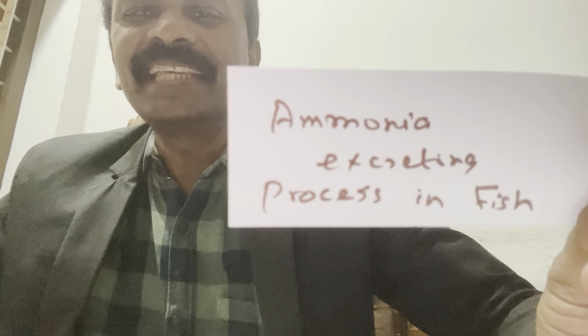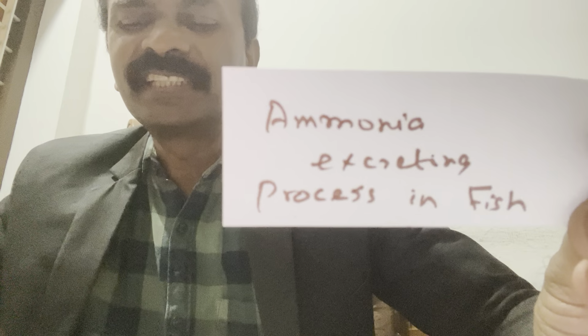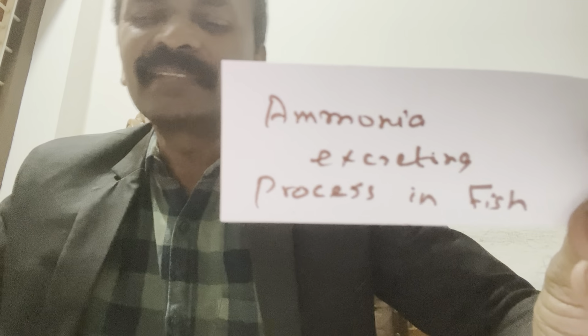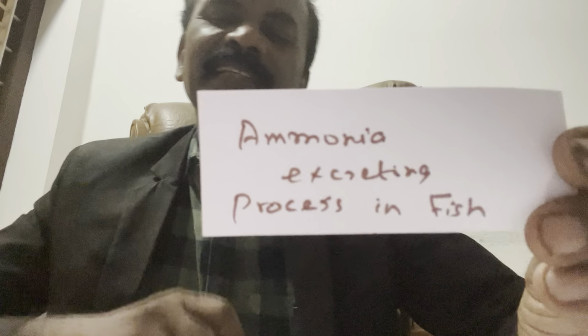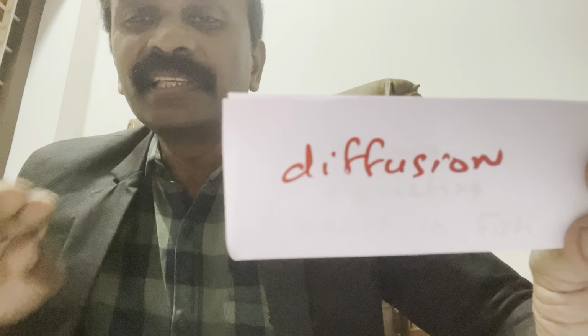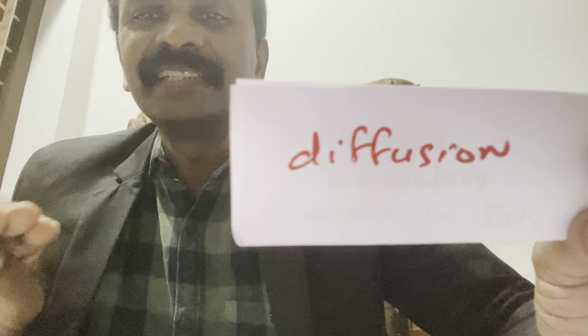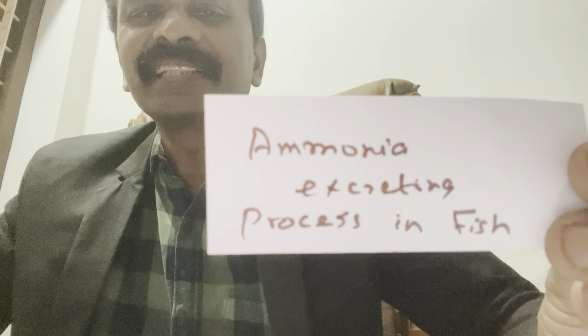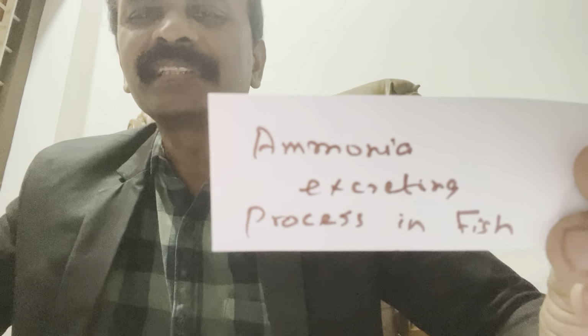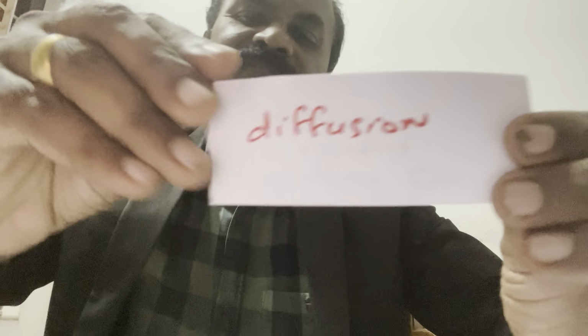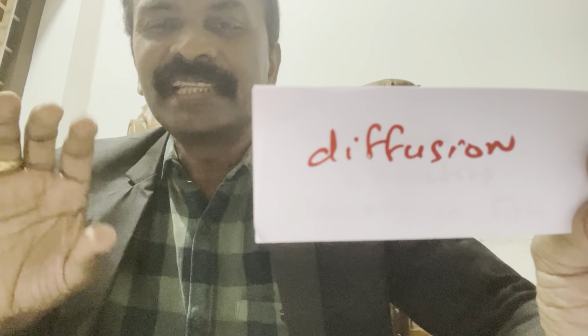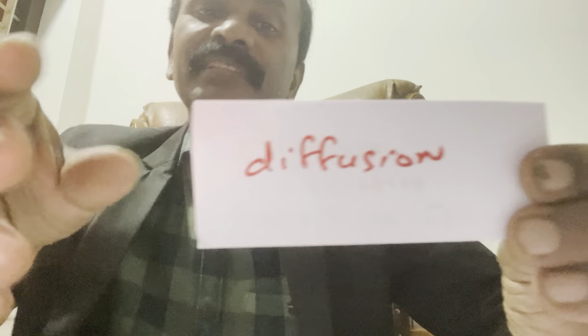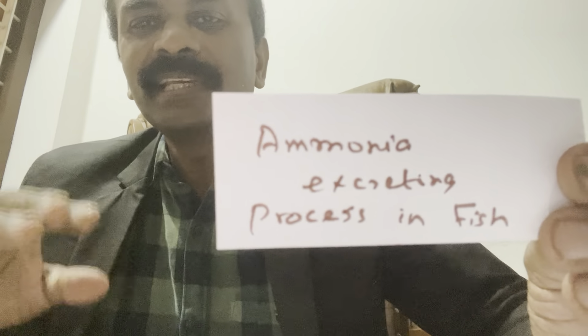Ammonia excreting process in fish. What is the exact mechanism? Or they will ask, which of the following is a diffusion method? Diffusion. That time you must answer ammonia excretion process in fish. They can ask like that. Which of the following is a classical example of diffusion? Be very careful. That time you must answer ammonia excretion process in fish. Diffusion.